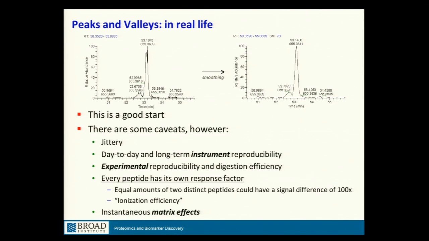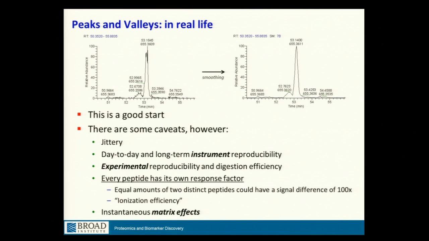However, if we want to inject a series of samples across a long period of time, days, weeks, or if we want to do some today and do some next month, there's a bigger problem: our day-to-day and long-term instrument reproducibility of the amount of signal for any given ion is not very good. If we want to compare a bunch of samples together and we have to digest them all separately with trypsin, there's biochemical and experimental variability that we have to deal with. So that's another problem that we would deal with if we just wanted to integrate all these areas under the curves.